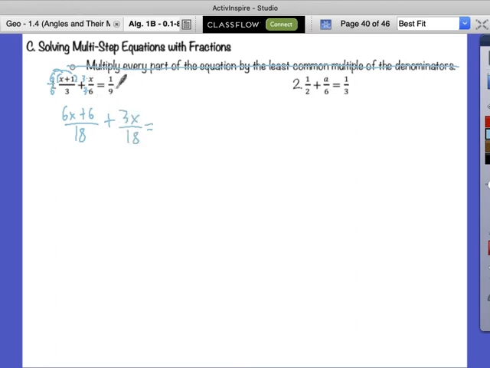Equal sign. Ninth. How are we going to get 9 to 18? Multiply by 2.